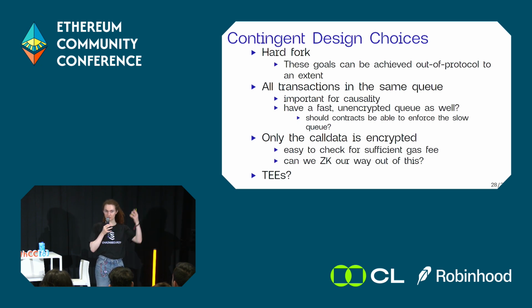So maybe one thing we could have is a fast transaction queue and a slow transaction queue, and the fast one can be unencrypted. But there are, of course, implications to that as well. We were only able to encrypt the call data, so the message you sent to the smart contract, not the sender, for example, because you need the sender to make sure that the sender has enough gas to pay for transactions. But maybe there are ways we can do that. Maybe we can use ZK proofs to prove that the transaction is solvent. And we didn't experiment with TEEs, but for some trust models, this might be a valid application.